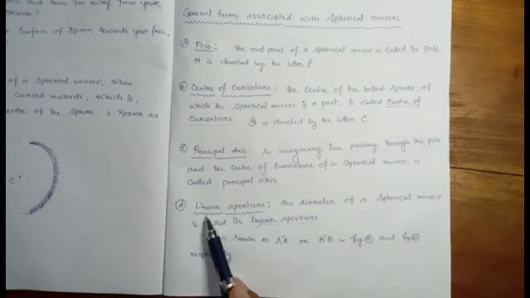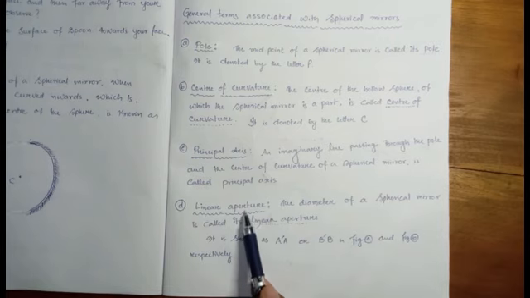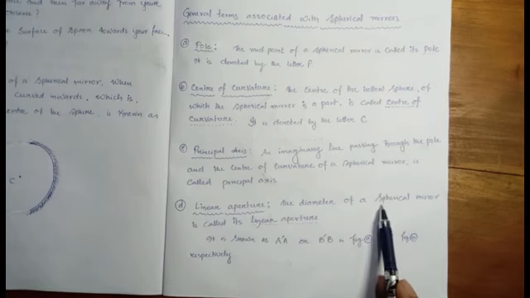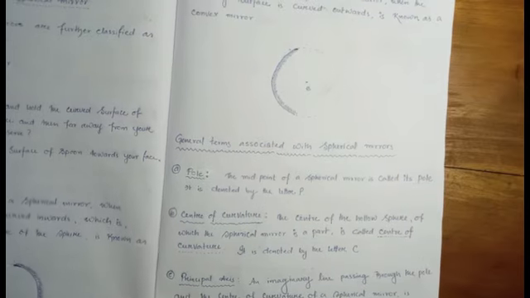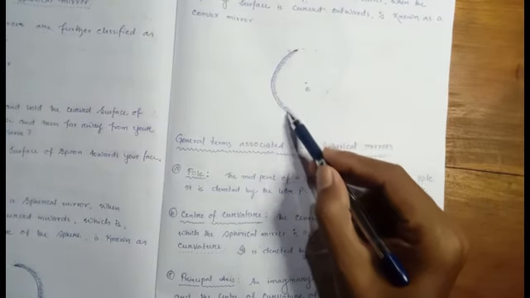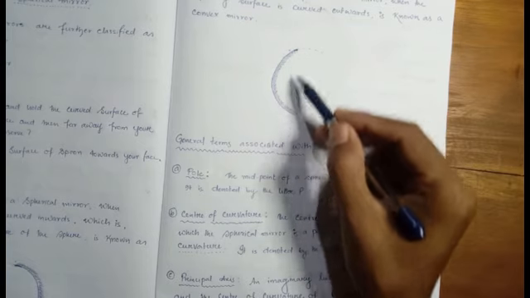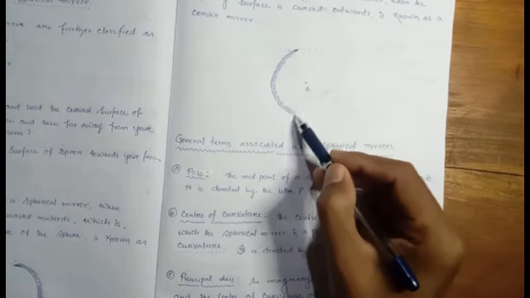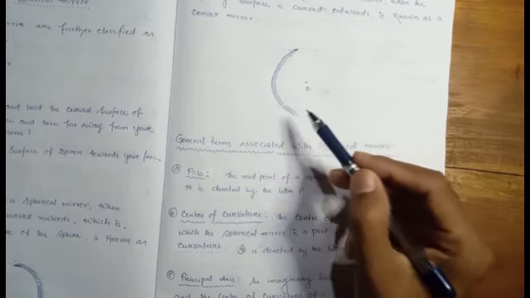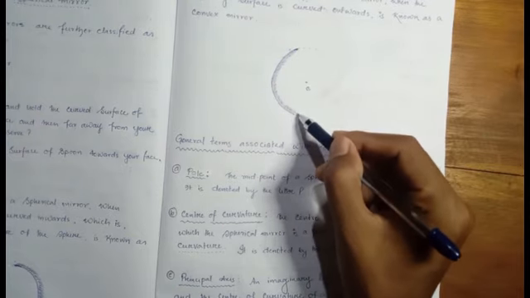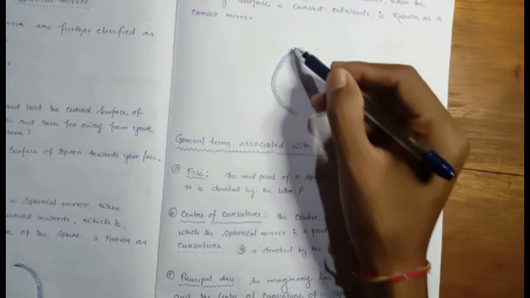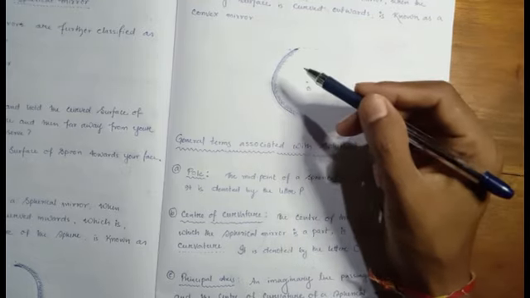Next is number D, called the linear aperture. The diameter of a spherical mirror is called its linear aperture. So what does diameter mean? Suppose you can see here in this convex mirror, the reflecting surface is from here to here only, from this point to this point. So these are the reflecting surface. If you draw a line from here to here, that will be the diameter of the spherical mirror. So this is called linear aperture.